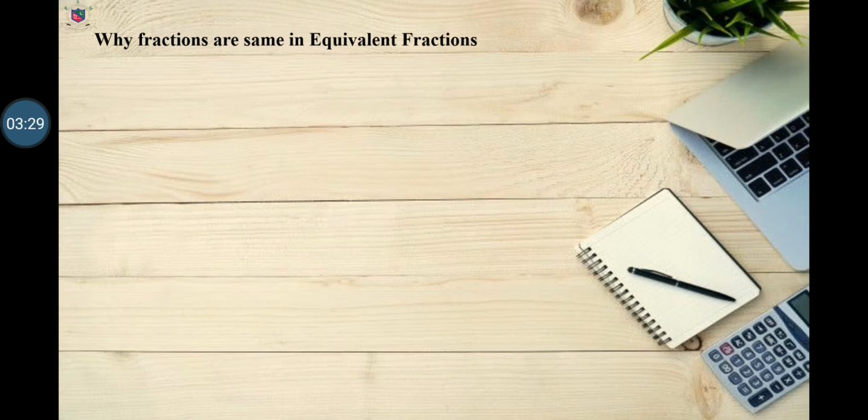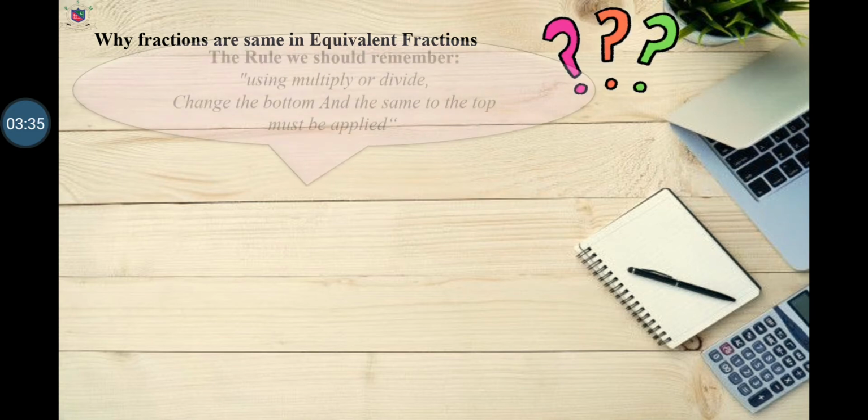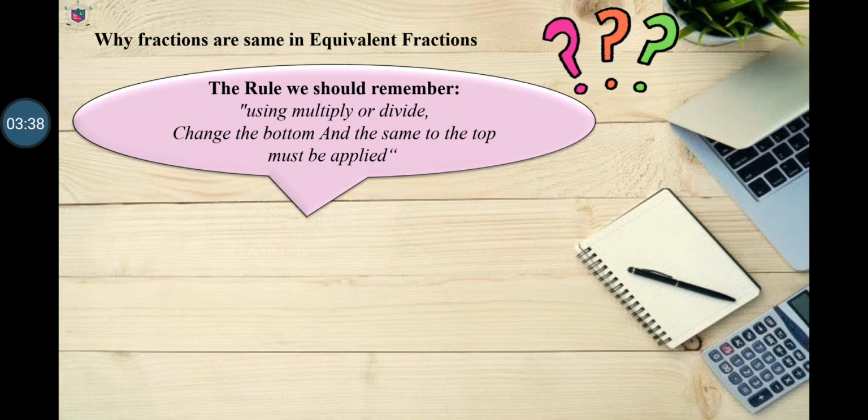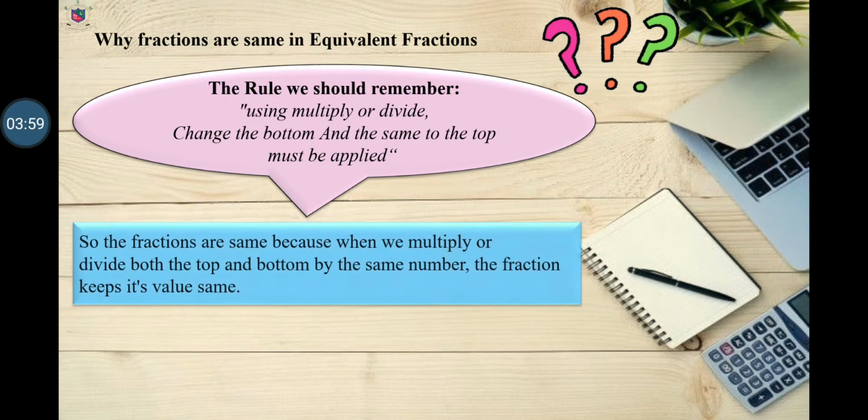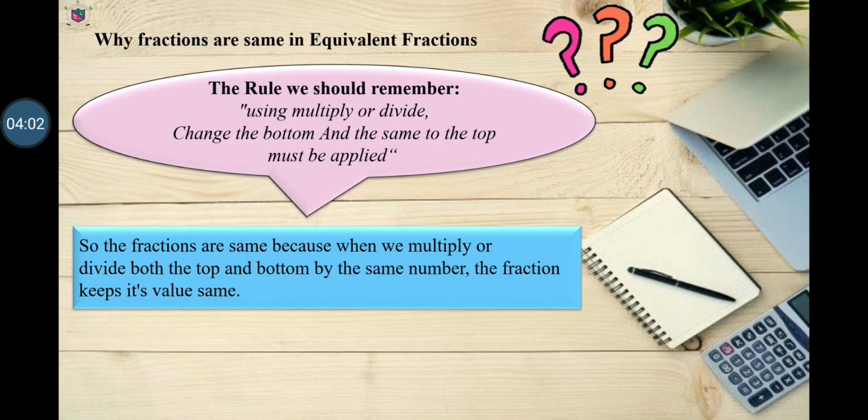Why are fractions the same in equivalent fractions? Do you know about it? Here is a rule that we should remember. Using multiplication or division, the change applied to the bottom must be applied to the top as well. Either you are multiplying or dividing, you have to do the same thing with the top number and with the bottom number. So the fractions are the same because when we multiply or divide both the top and bottom by the same number, the fraction keeps its value the same.